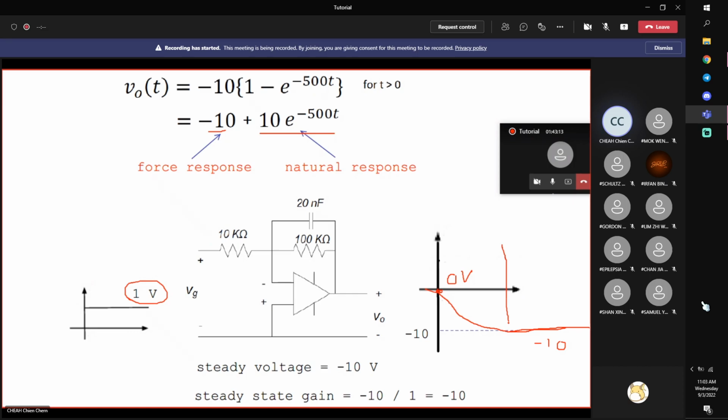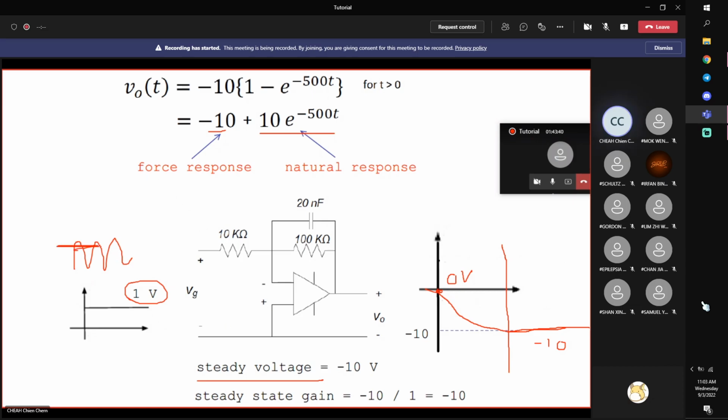Now, -10 is referring to the steady state voltage, right? Before that, it's called the transient. So therefore, there's also a steady state gain, which is related to your AC analysis as well. AC analysis means you put in an AC input. At steady state, you produce the AC output, right? And then there's a steady state gain.